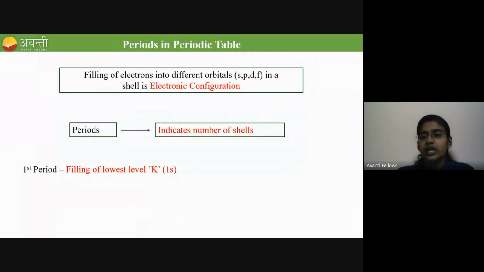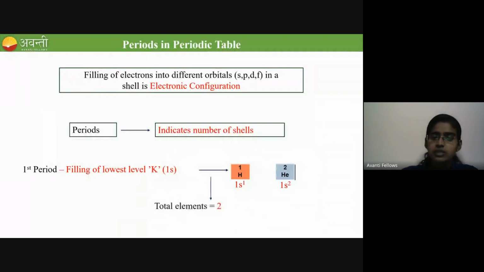So we have hydrogen, which is 1s1, and we have one more element in the first period, helium, whose electronic configuration is 1s2. Here the 1 represents the principal quantum number that I have told you, or the period number, or the shell number, the first shell. So in the first period, the total number of elements is 2.